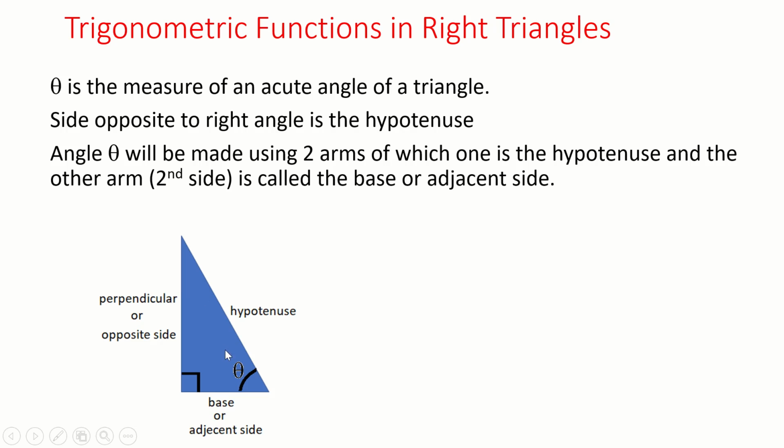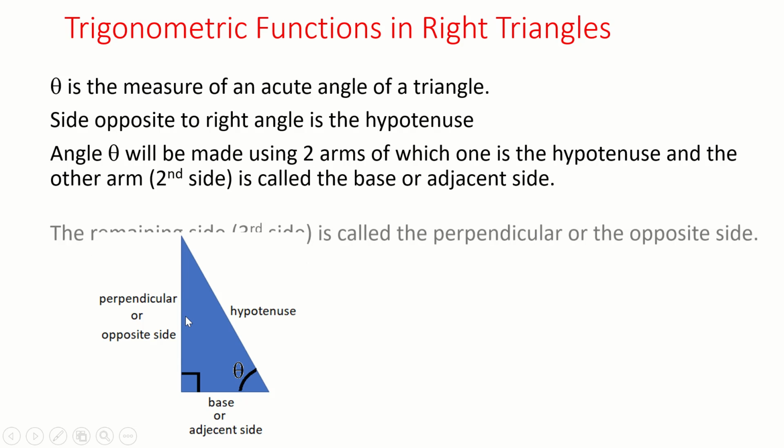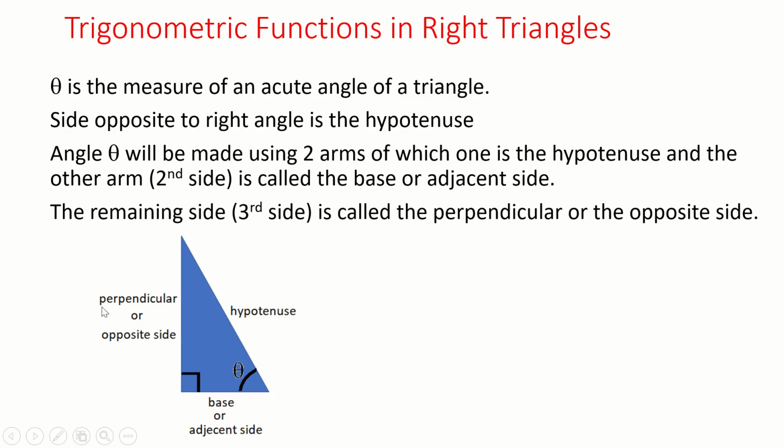Now this angle theta is made up of two arms. This is your first arm and this is your second arm. One of the arms is called the hypotenuse. So what is the other arm called? The other arm is called the base or the adjacent side. Now we know two sides of the triangle. We have the third side. What is the third side called? The third side is called the perpendicular or the opposite side.